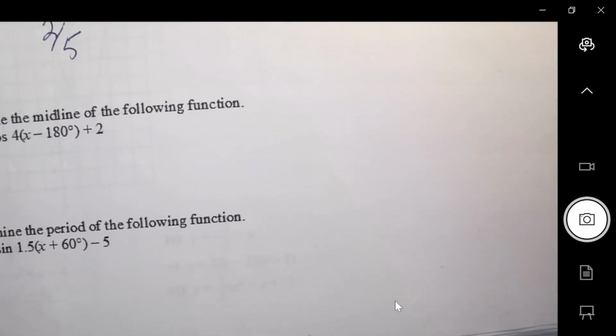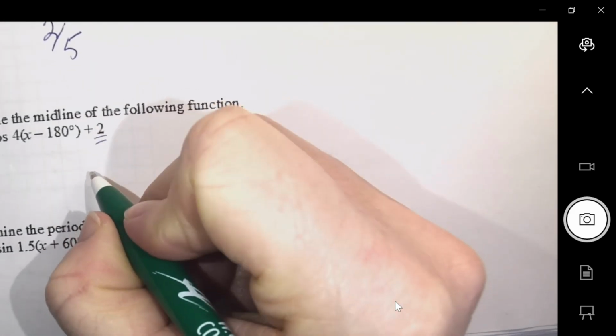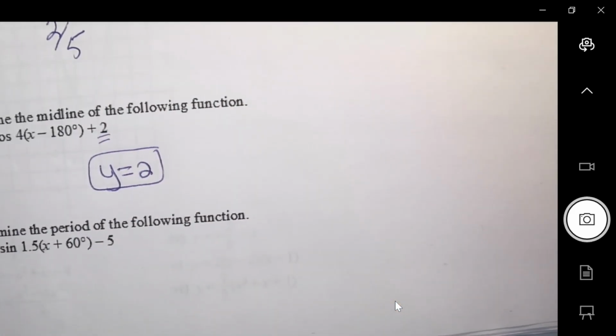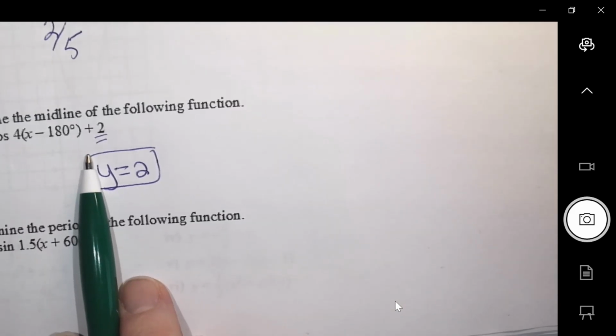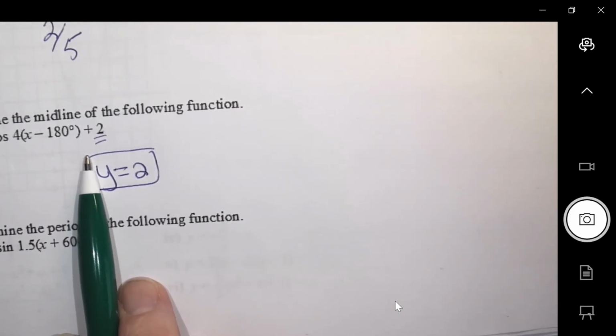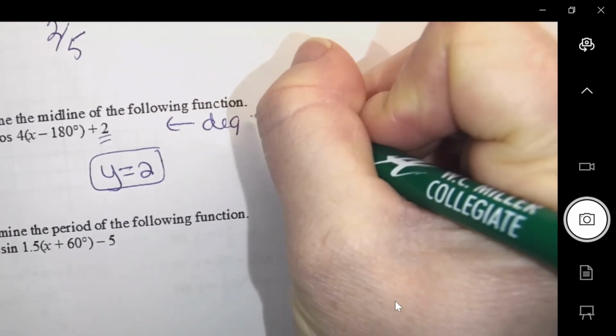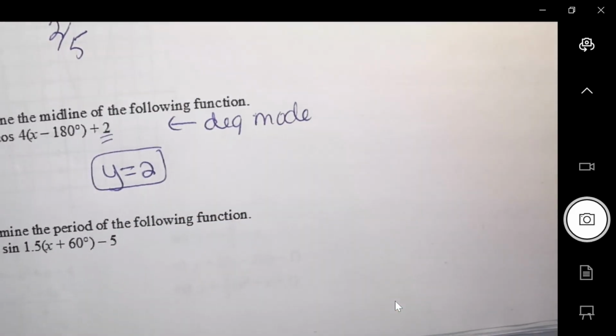What do I look at for the midline here? Which one is the midline? 2, so I'm going to go y equals 2 as an equation, because midlines. If I forgot, and then I went to graph it, what mode would you want this one in? Degree mode. If you needed to graph it, you would need to switch your mode to a degree mode.